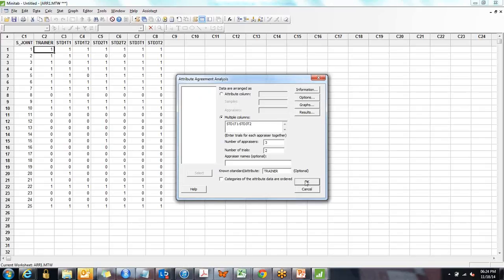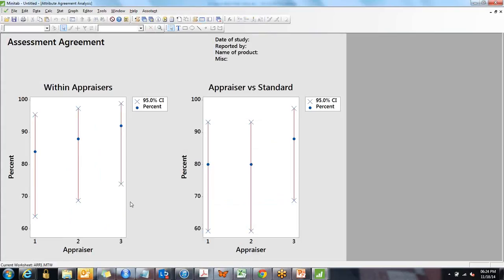And look at this box. We check this box if the data is ordinal data. Nominal, ordinal and all that, I think we have discussed. So if it's ordinal data, we check this box. Otherwise, simply forget it. Click on OK.